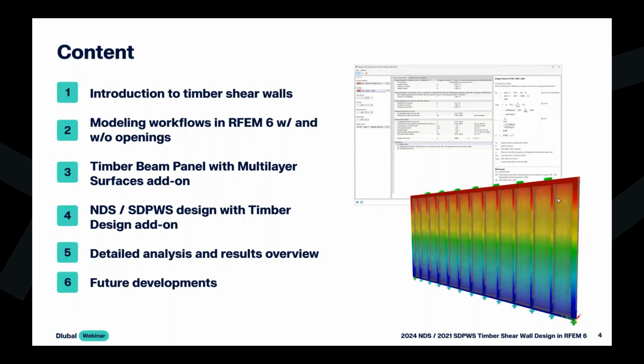We are going to be utilizing the Multilayer Surfaces add-on. This is required in order to automatically generate these timber beam panels. We will also be utilizing the Timber Design add-on. So the RFEM 6 program will go ahead and run the analysis for us, but we want to take this a step further to also carry out the design according to the NDS and the SDPWS code, and we do so with this additional add-on. Of course, through these examples today, we'll take a look at the detailed analysis and results overview, and finally, we'll conclude today with future developments related to our timber shear wall.